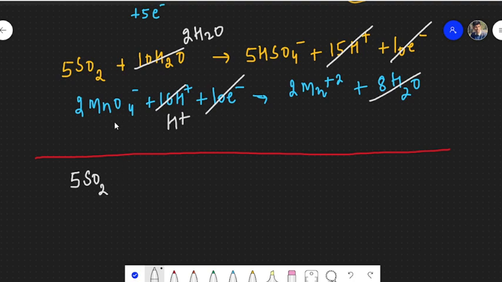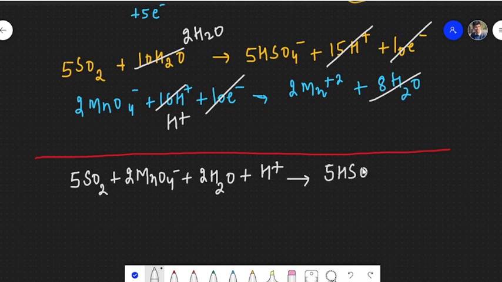5SO2 plus 2MnO4 negative plus 2H2O plus H positive. So that is what has been written on the reactant side, and on the product side we have 5HSO4 negative plus 2Mn positive, and nothing else is on the product side.